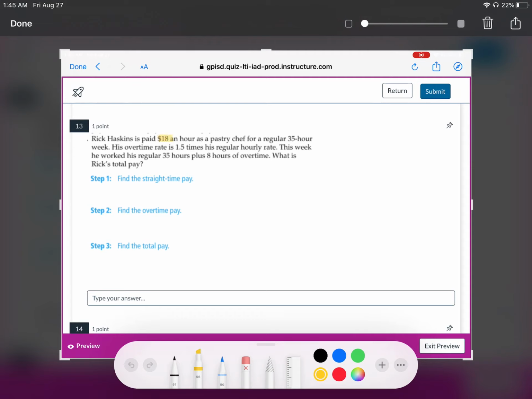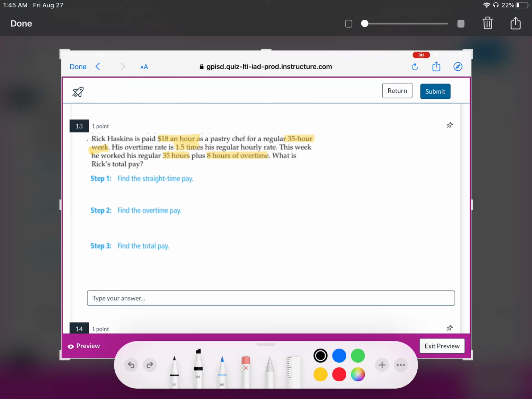Rick is paid $18 an hour for a regular 35-hour week. So Rick's regular week is 35 hours. His overtime rate is 1.5. Good, time and a half. He worked his regular 35 hours, but he also worked 8 hours of overtime. We're going to find Rick's total pay.